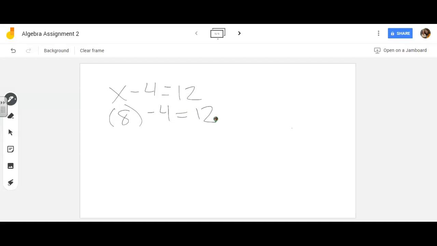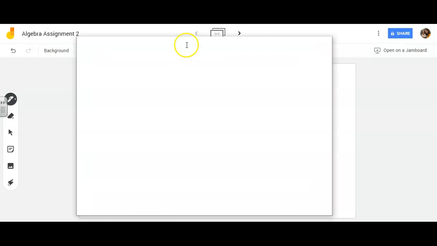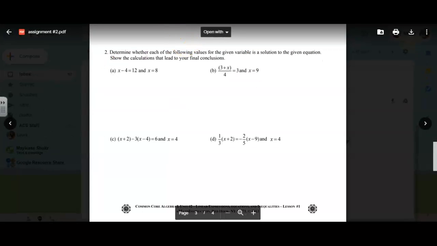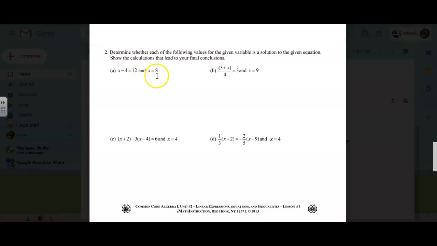Okay, and I'm going to solve this. 8 minus 4, well, that's 4. Does that equal 12? No. Okay, so I can go back here and say, oops, 8 minus 4 equals 12. No, that's not the case, okay? So this is not a solution.